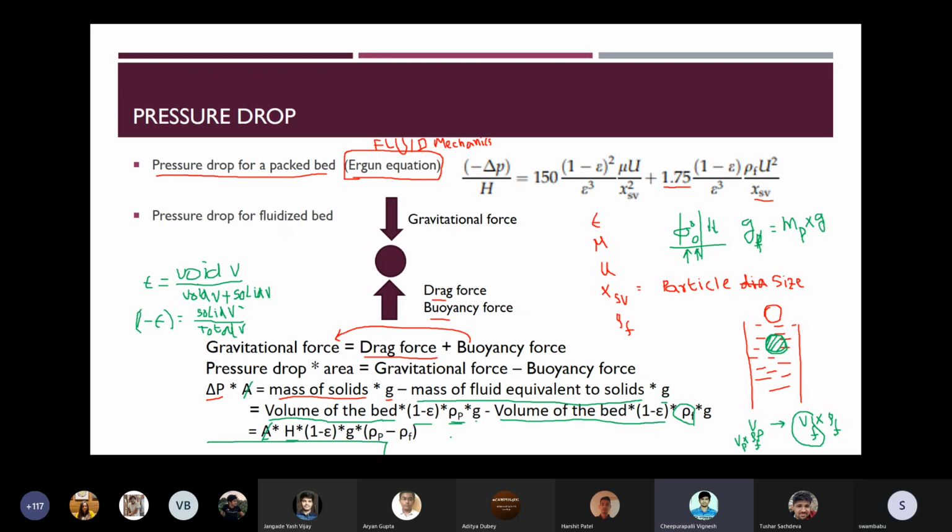Not in the particle case, sir. I am asking for the fluid case. Buoyancy force, you mean to say? So fluid case, rho f into 1 minus epsilon. Oh, this one. Yes, sir. Second term, subtracted one. This is buoyancy force. Buoyancy force is nothing but mass of fluid equivalent to solids.